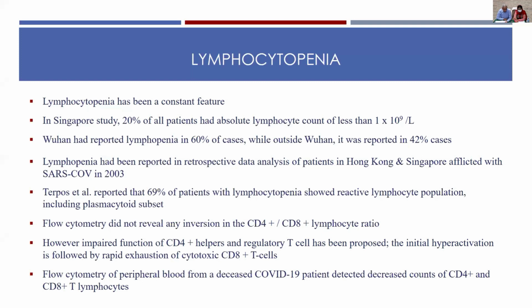However, impaired function of CD4 helper and regulatory T cells has been proposed because of the initial hyperactivation followed by rapid exhaustion of the cytotoxic CD8 T cells. In one patient whose blood was analyzed after death, flow cytometry showed that both the CD4 and the CD8 lymphocyte counts had been reduced.